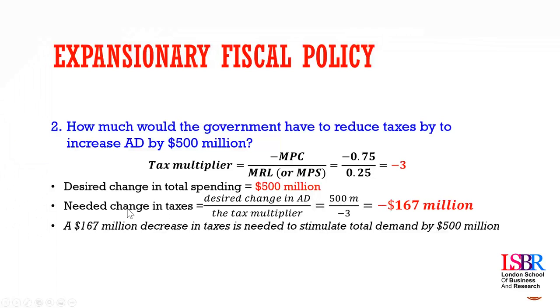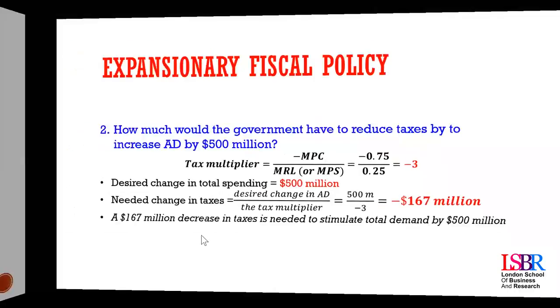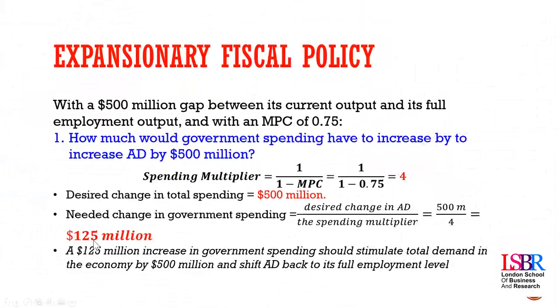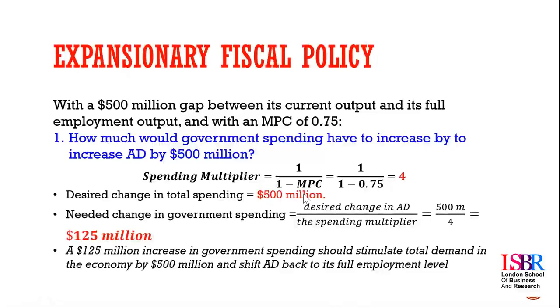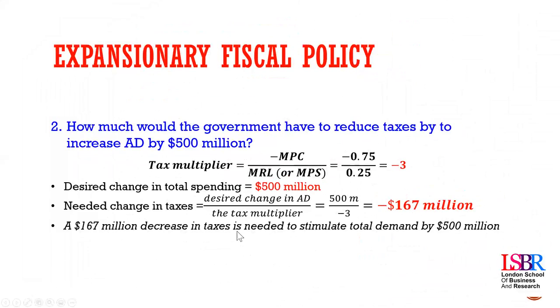So what does that mean? That means in order for the government to make the fiscal expansion, it would need to decrease taxes by $167 million. So you can either increase spending by $125 million, and that will recover the $500 million lost, or the government can decrease taxes by $167 million, and that will also recover the $500 million that's been lost in the economy.